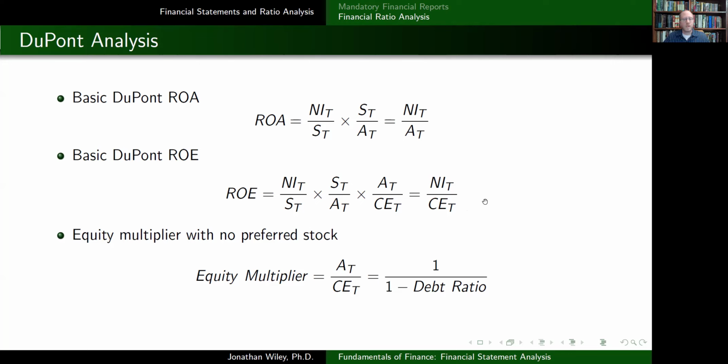So here's kind of the takeaway. This equity multiplier is magnifying the results of the return on assets, but it does so in either direction. So if you have a really good year in terms of return on assets and you have a lot of debt, you're going to have a really, really good year in terms of return on equity. But if you have a bad year and you have a big equity multiplier, you're going to have a horrible year in terms of return on equity.